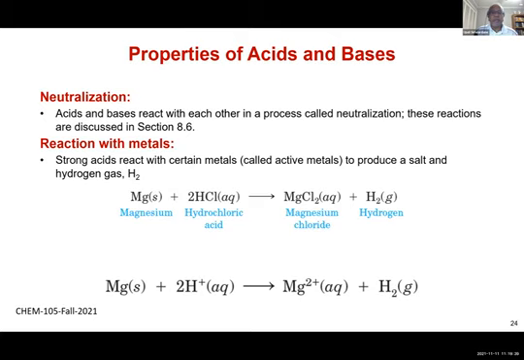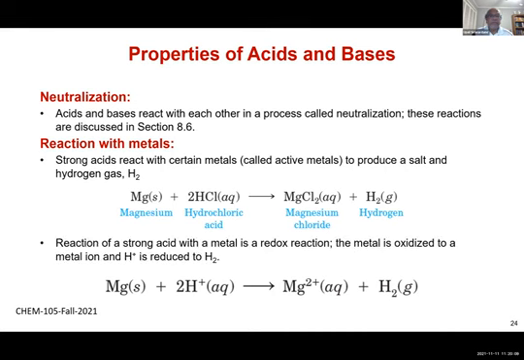For example, magnesium solid metal reacts with HCl. HCl is a strong acid. So when you compare acid reactions with active metals, you can see an activity series. Certain metals react faster with a strong acid. Therefore, a series of metals are arranged according to their reaction to a strong acid.